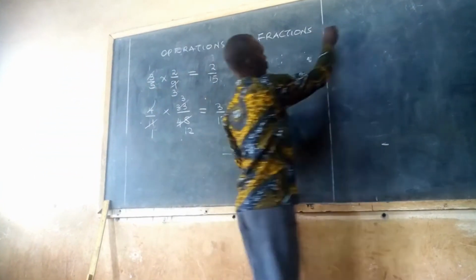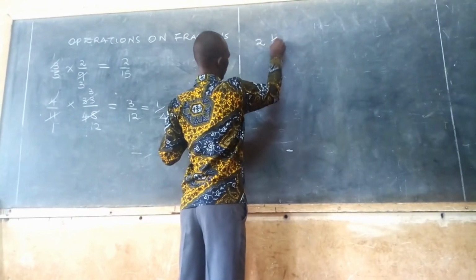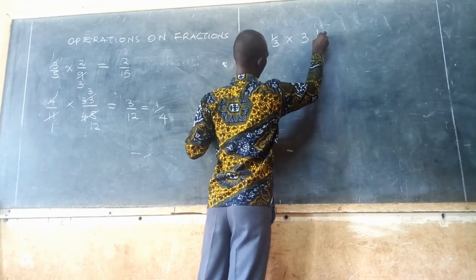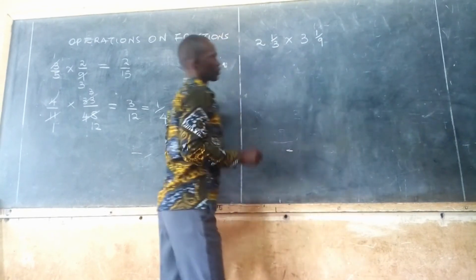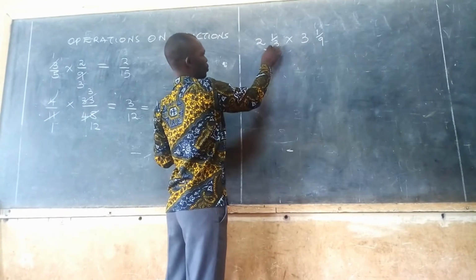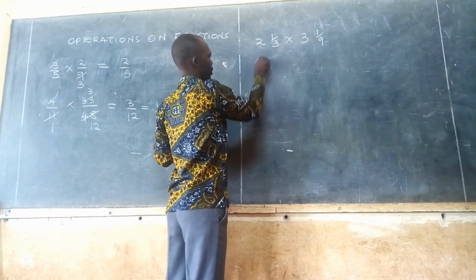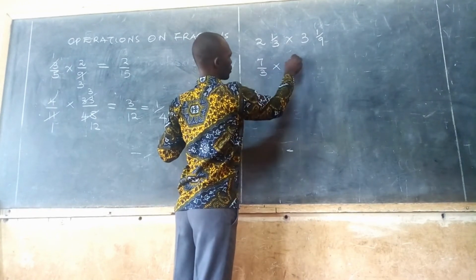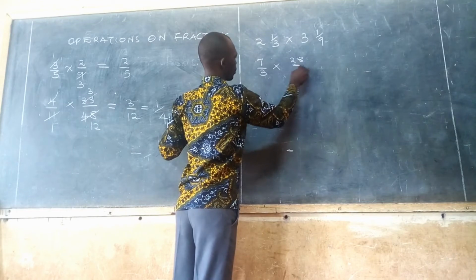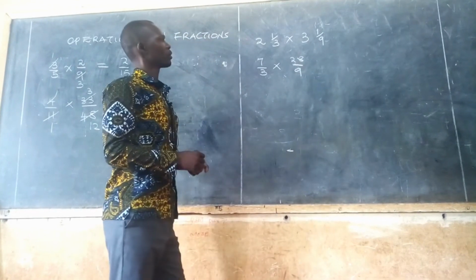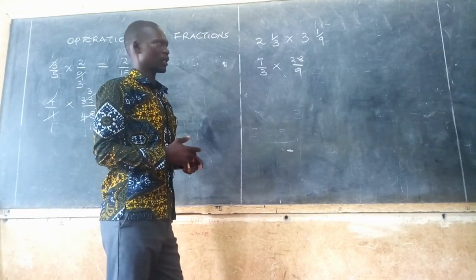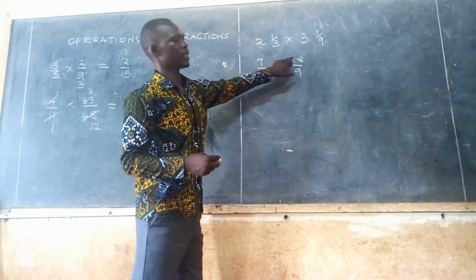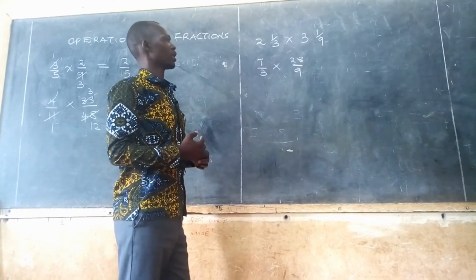If you have 2 and 1 over 3, maybe times 3 and 1 over 9. So what are you supposed to have? You will have 2 times 3, 6 plus 1 will be 7 over 3 times 28 over 9. In this case, I do not see numbers that will cancel up and down. You will have to have 7 times 28. And that will give us what?